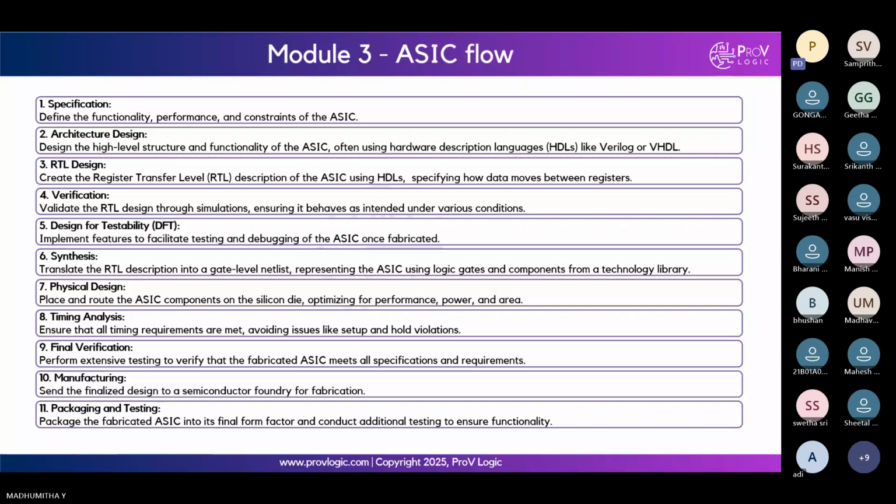So placement and routing of the ASIC components we will be doing in physical design, and we will optimize them for performance, power, and area. What is this performance, power, and area? This is called PPA parameters. I will mention this again in the chat. When you start reading more, or when you start the course, you will see this PPA in many places, because this is the most important part.